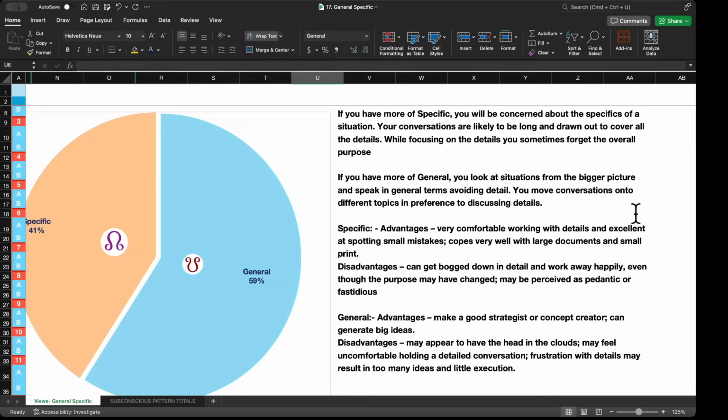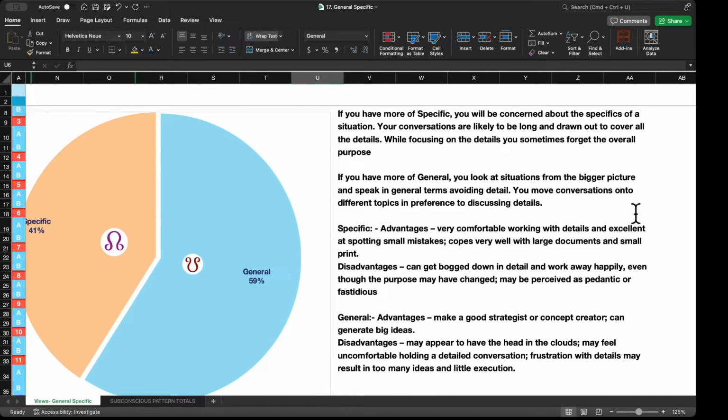If you are more of a general kind of a person, which in this case it is, you look at situations from a bigger picture and speak in general terms, avoiding the detail. These are the macro people. Specific people are the micro people, right? It's fairly simple to understand.